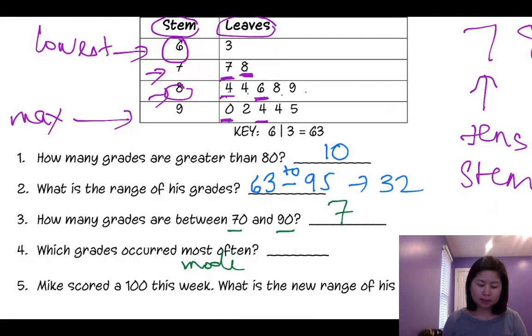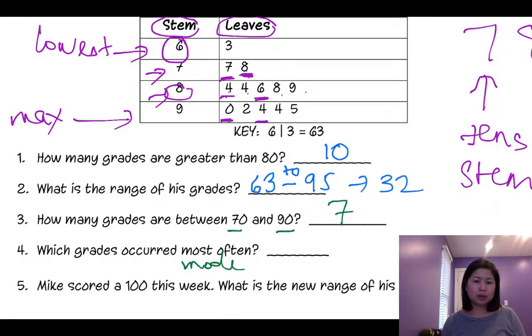How do I get 7? I'm looking at the values between 70 and 90. So if you look on the second row, for the 70s, I have 1, 2, and then for the 80s, I have 5. So I add this 5 and 2. So altogether, that would be 7 numbers together.